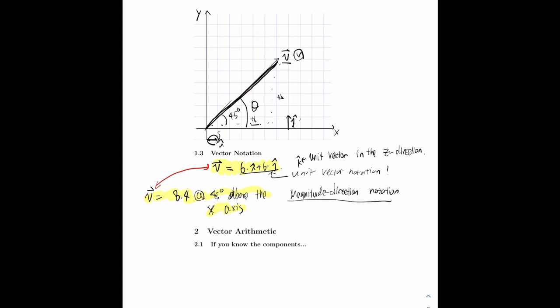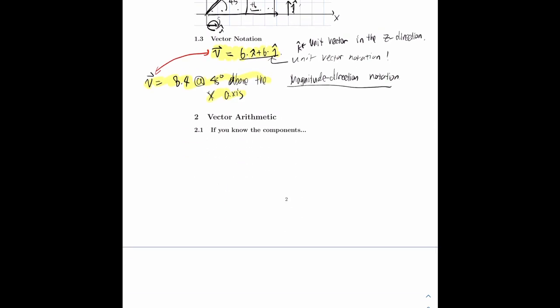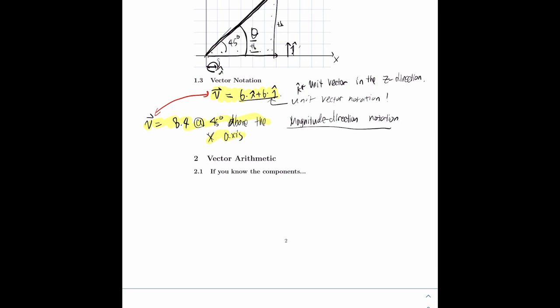If you know the magnitude and the angle between the vector and the x-axis, all you need to do is some trig. The x-hat direction would be the magnitude times the cosine of the angle, and the y-hat would be the magnitude times the sine of that angle. Now we're going to talk about how we're going to add and subtract and deal with these vectors.